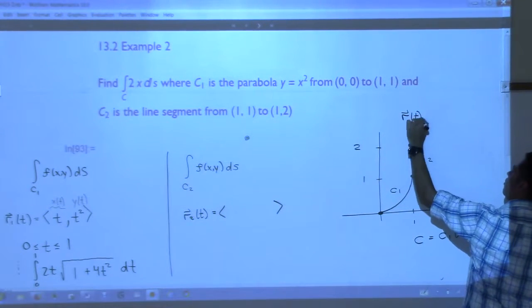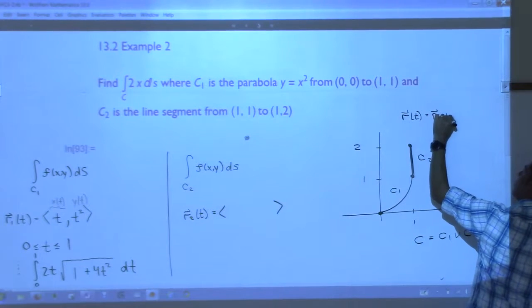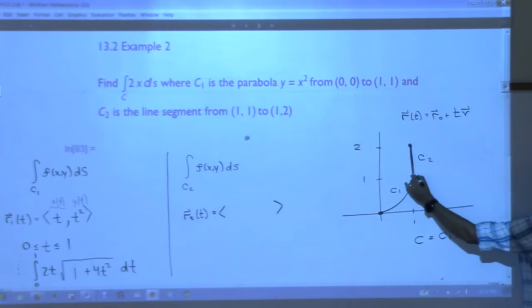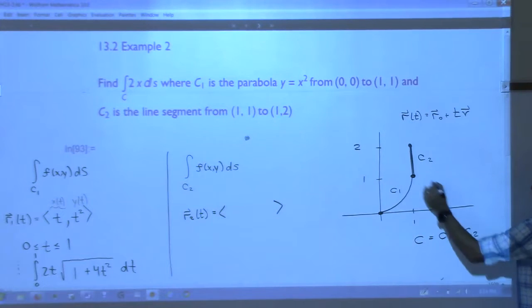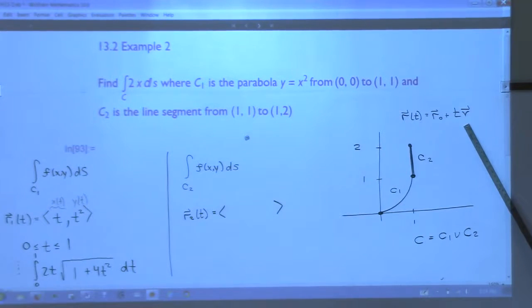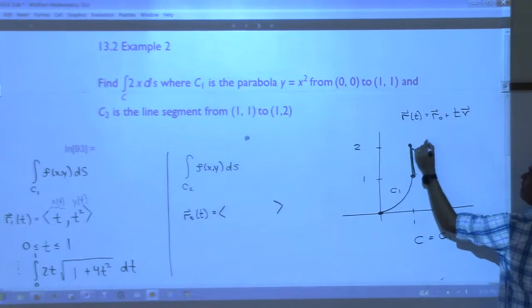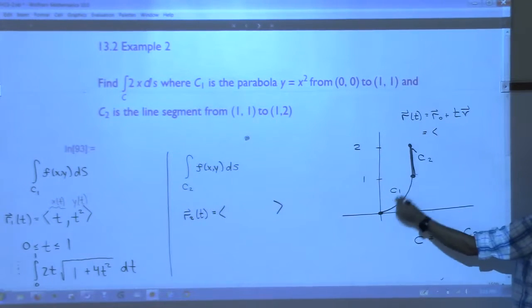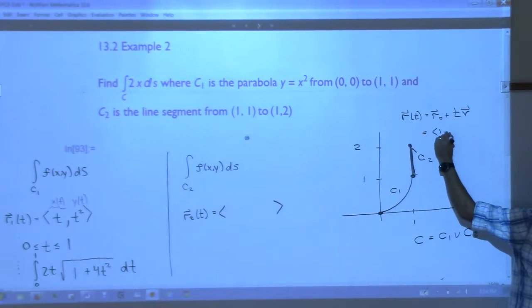R of t, this is how we drew lines. It was R naught plus TV, right? Correct. Yeah. Okay, so R naught was always a starting point. Yes. So this is our starting point, right? Correct. And then V was our direction vector. So do you know the direction vector of that line? Yes? Okay, so what is our starting point, Danny? 1, 1, right?